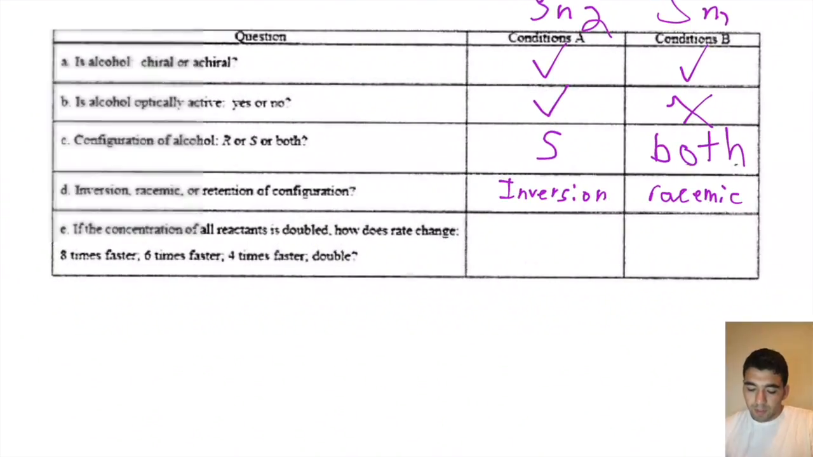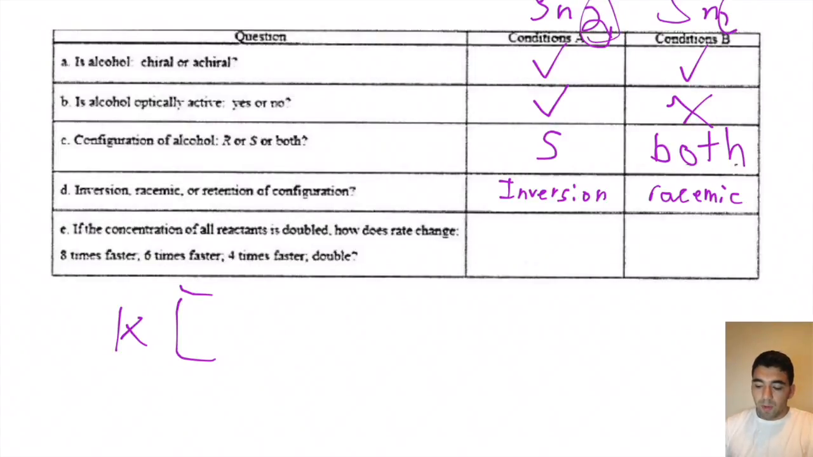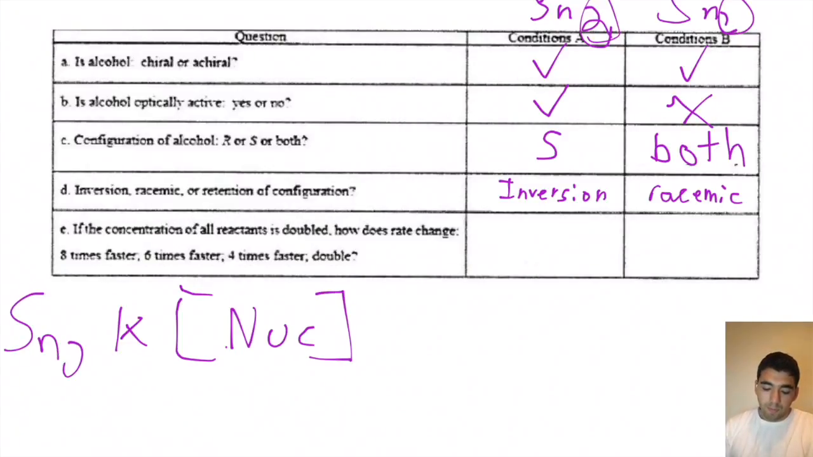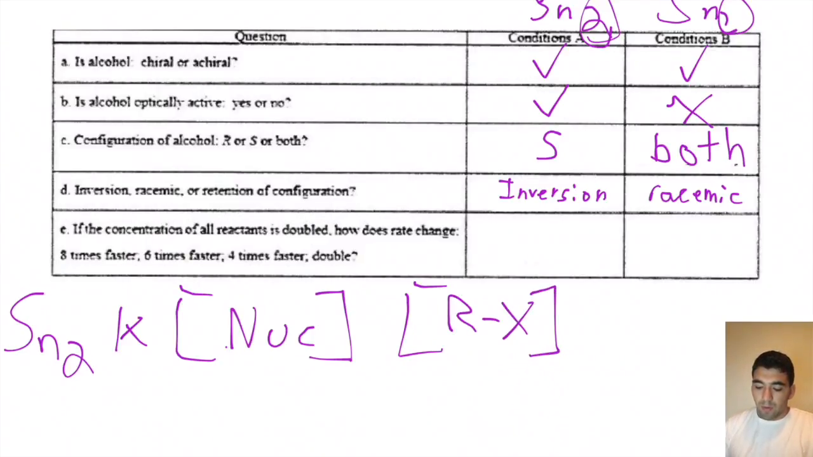Alright, our last question. If the concentrations of the reactants are doubled, how does the rate change? 8 times, 6 times, 4 times, or does it double? For these, we need to know the rate law for these guys. You can have them memorized. Good way to remember is this is dependent on two things and this is dependent on one thing. So this is two reactants. This is the concentration of the nucleophile. This is going to be SN2. And multiplied by the halogen group, your carbon halogen group.